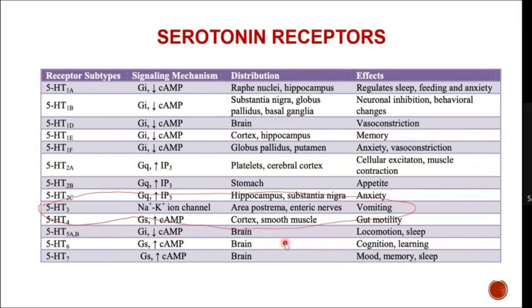Definitely, since serotonin receptors are widely distributed in so many areas of the brain along with smooth muscles, don't you feel that serotonin has a wide variety of activity other than the CNS activity? Central nervous activity means maybe cognition, learning, sleep, mood, memory, anxiety, feeding. It is also going to affect your appetite, vomiting, GI motility. So it has a role in the gut also.